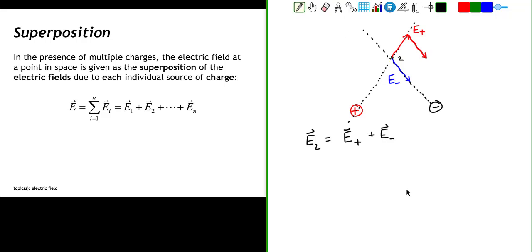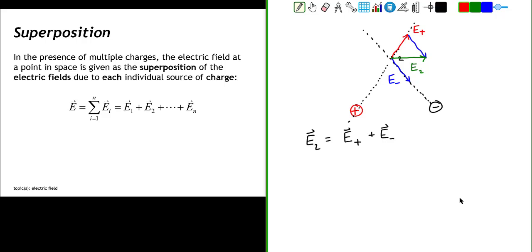Now that I've done that, I could see that the net electric field, starting on the tail of the positive charge's field and ending on the head of the negative charge's field, is pointing horizontal to the right. Let's indicate that as our E2. So the E2 vector here is once again a superposition of the electric field contributions of our negative charge and our positive charge.